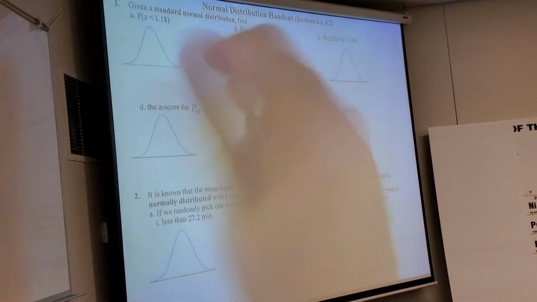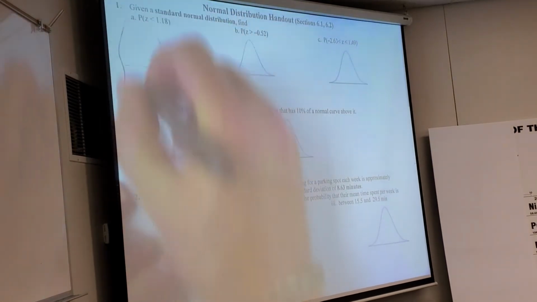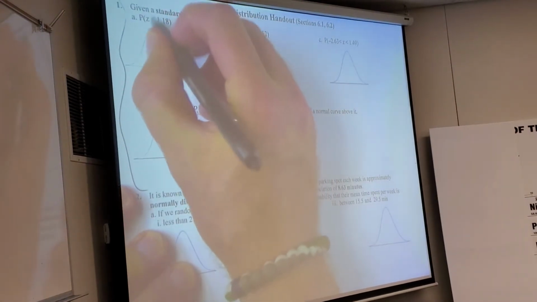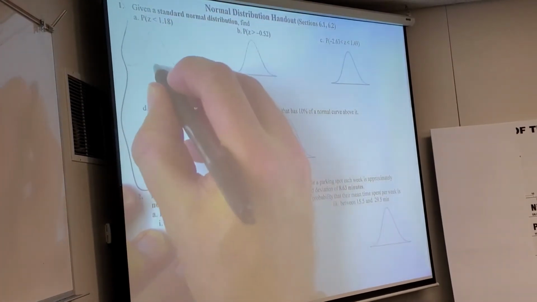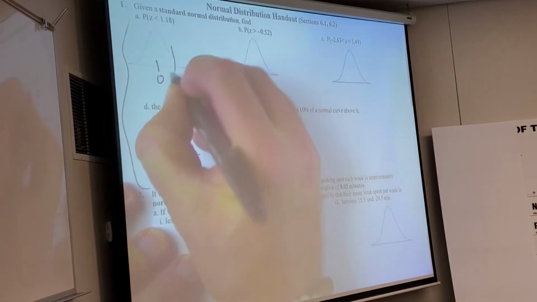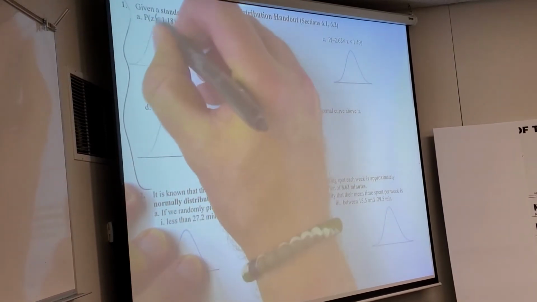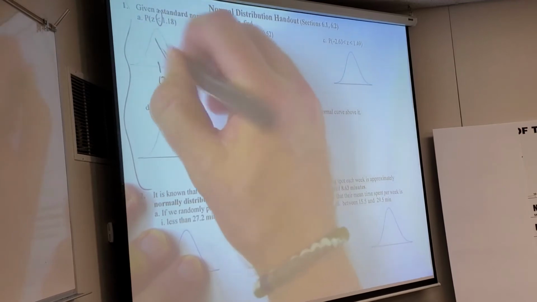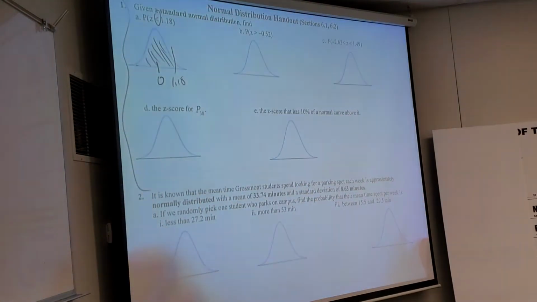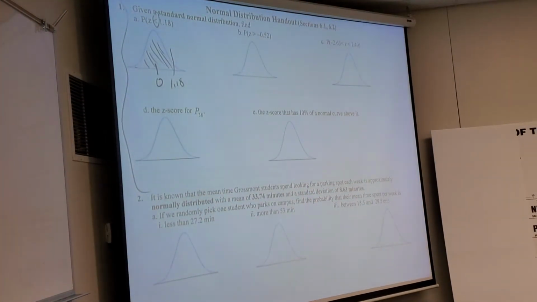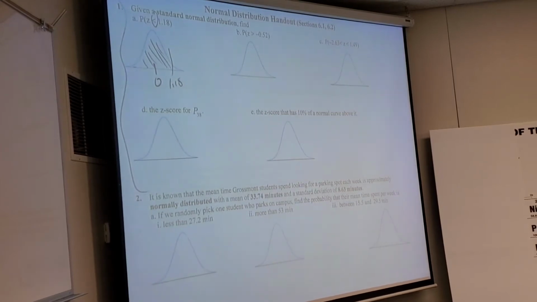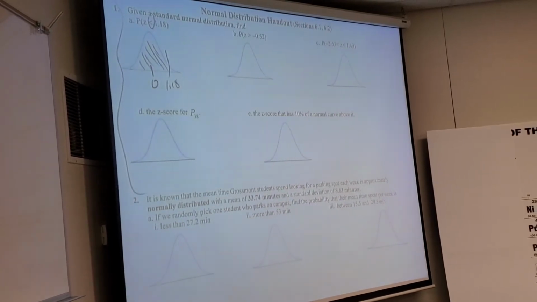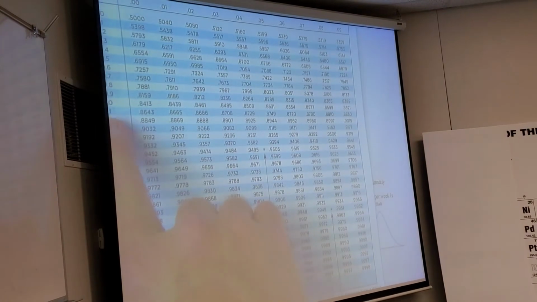Less than 1.18. So this whole problem is about z-scores. Everything's given to me in z's. So what's going to be in the middle? 0. So 1.18 is obviously up there. Less than, that's an arrow pointing that way, so I'm going to shade that way. I already know the answer is going to be bigger than 50%, right? So 1.18, if I look that up, what do you guys get?